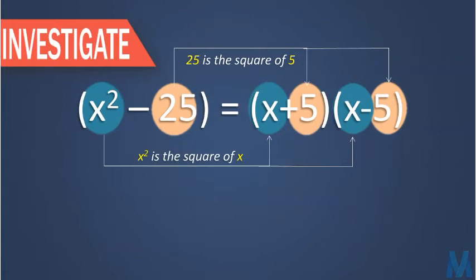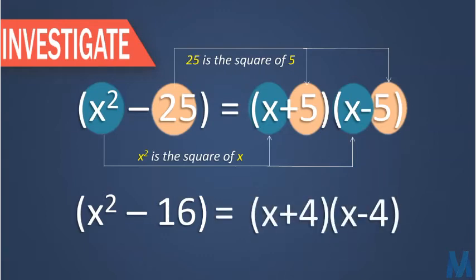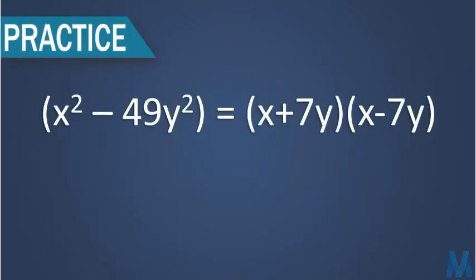Okay, now let's try x squared minus 16 equals, we have x plus 4 times x minus 4. Okay, students, little by little, right? Okay, let's practice. So, we have here another example.